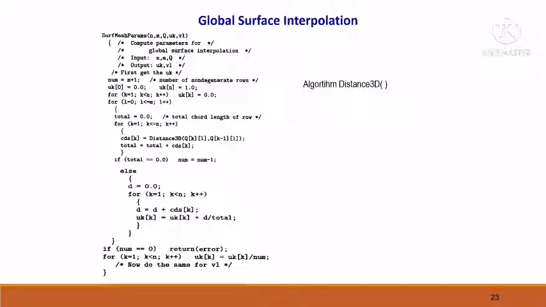The distances q of k comma l minus q of k minus 1 comma l, for k equal to 1 to n, are computed, and similarly for the v direction. The function distance 3D computes the distance between two three-dimensional points. This algorithm handles the case where the total chord length of a row is equal to 0, a necessary condition when a three-sided surface is being constructed.